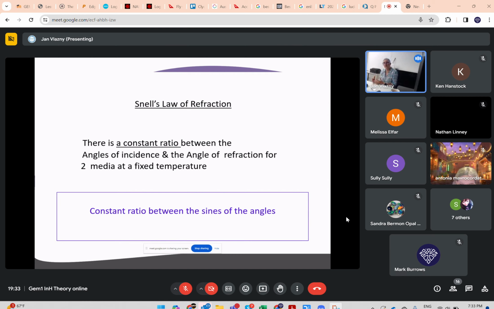One's reflection, one's refraction. And then with refraction, we're going to have whether it's going from less dense to more dense or more dense to less dense.